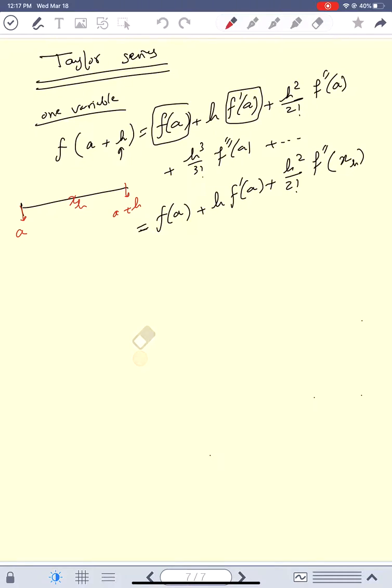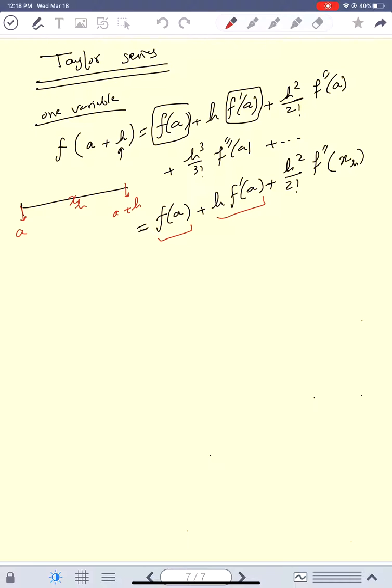Okay, so this is in the case of one variable. So what matters for me is you take f of a plus h f prime of a plus h squared over 2 times a certain quantity. That's it. It is just the second derivative, but what's important is it's multiplied with h squared. Remember this. Okay.